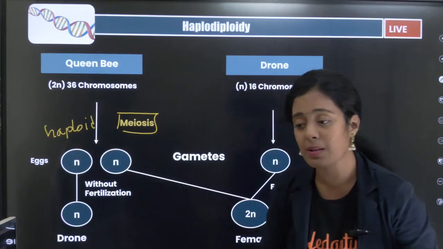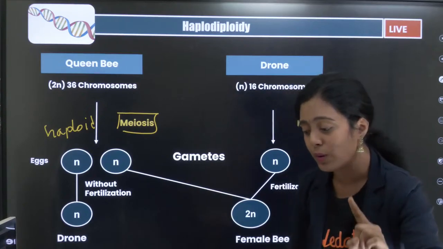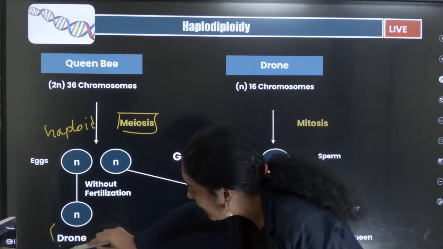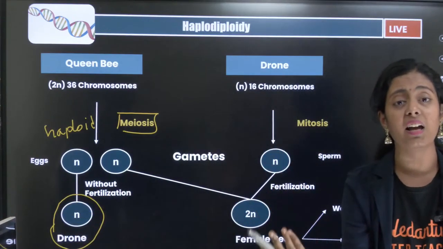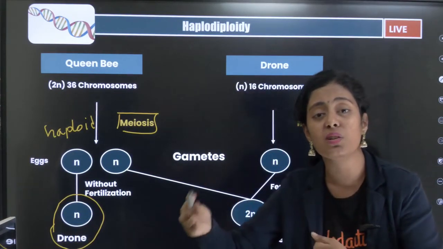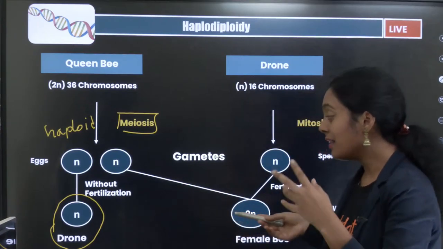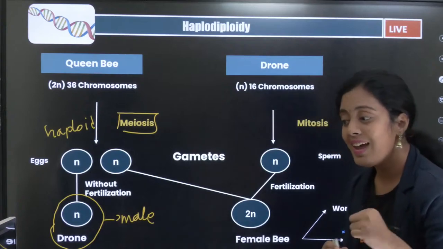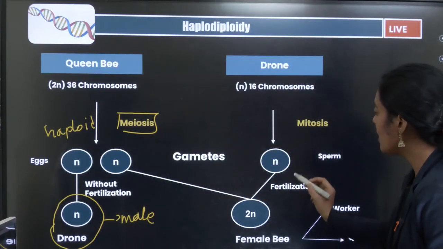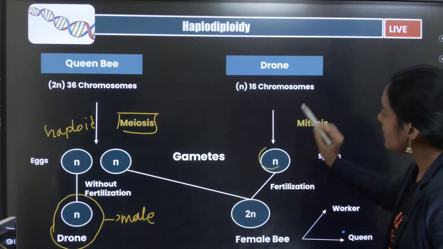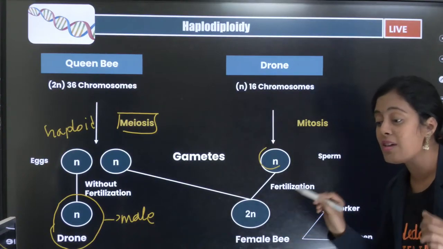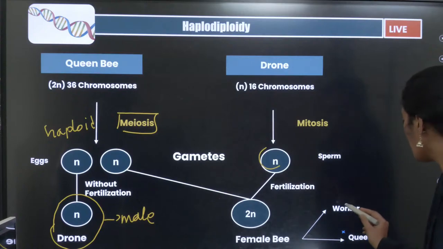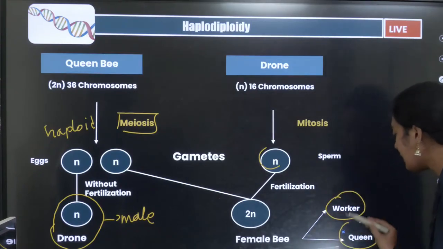Now what happens, kids? Listen to me very carefully. The haploid gametes will now develop into drones. Fertilization does not happen. It simply develops into a drone, and this drone is a male. If there is fertilization with another gamete that is produced by a drone, then you will have female bees produced. These female bees are of two types. One is your worker and the other one is your queen.